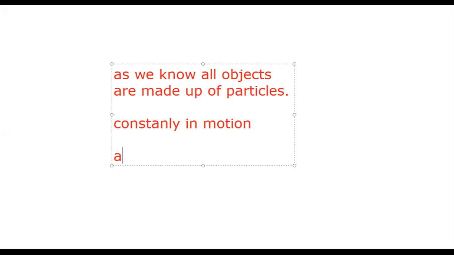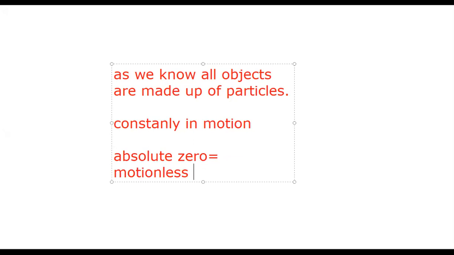At absolute zero, the particles stop moving, motionless. What about vibration? No vibration at absolute zero, but this is theoretical. What is the meaning of theoretical? Absolute zero is something like what? Imaginary. It is impossible to happen.